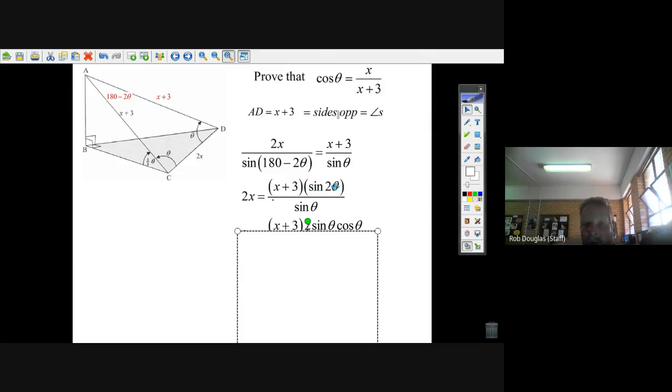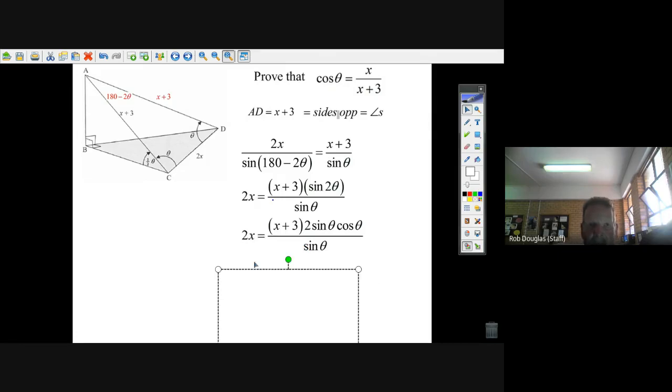Now, the sine of 2 theta, we use that formula, is 2 sine theta cos theta. That's looking good because now I see that these sine thetas cancel. I've got a 2 on both sides, so I could divide both sides by 2. The 2's are gone. The sine thetas are canceled. I get x equals x plus 3 times the cosine of theta. But hey, I'm just trying to get here. So if I divide both sides by x plus 3, I get my answer.